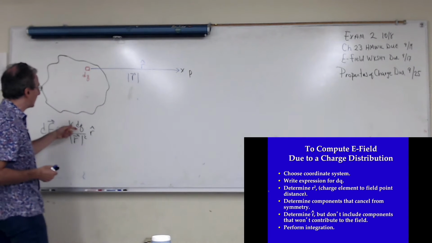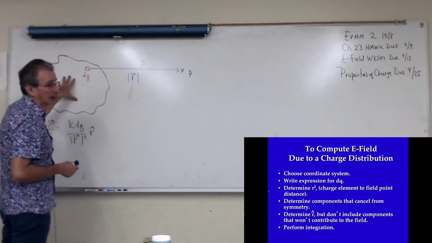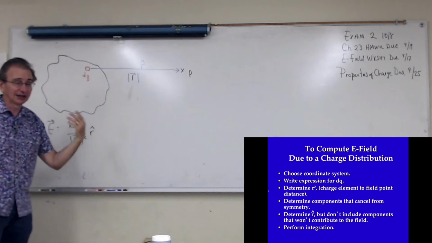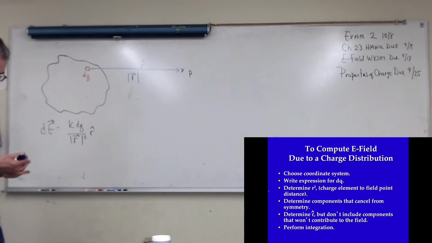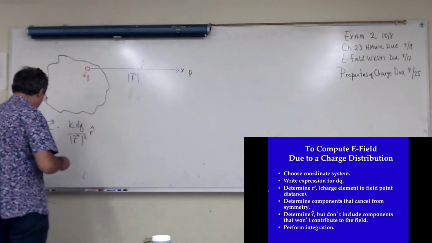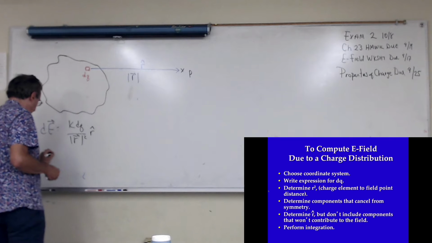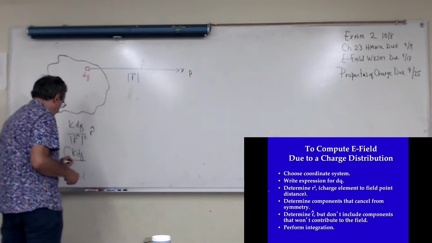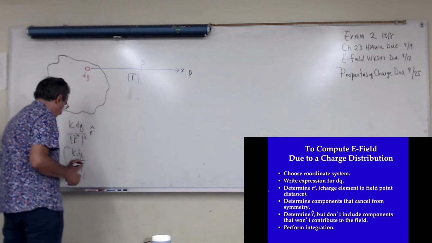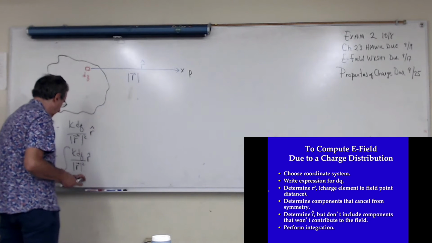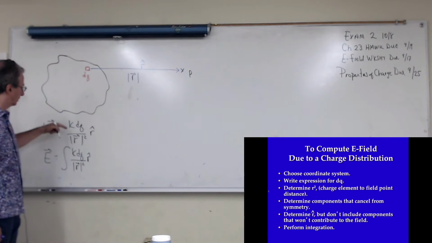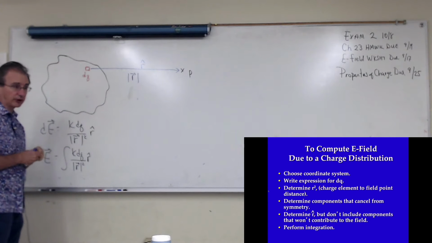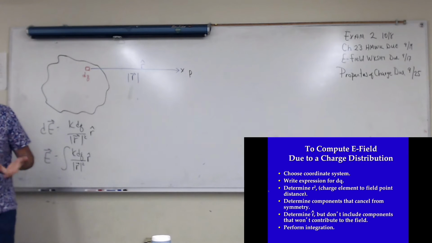I have to do this process for every single dq that makes up this object, and then I have to sum them up. Well, if this is infinitesimally small, that sum becomes an integral. And so then the electric field is the integral of k dq over r squared r hat, where the integration is over the object, over the charge distribution, whether it's a length, an area, or a volume.